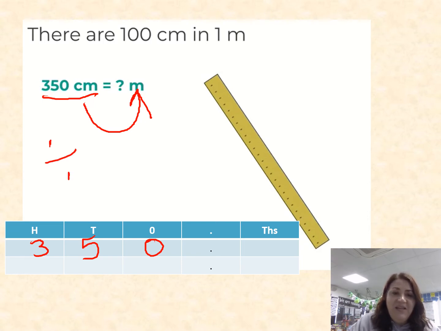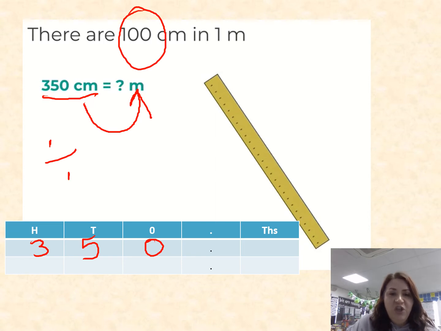How many places am I going to move my digits? How many places? It's going to be 2 places this time, and that's because there are 100 centimetres in a metre. Yesterday there were only 10 millimetres in a centimetre, so we only moved them once. This time, because 100 has got 2 zeros, we're going to move it twice, because there are 100 of our smaller units in our bigger unit. Yesterday there was only 10, today there are 100.